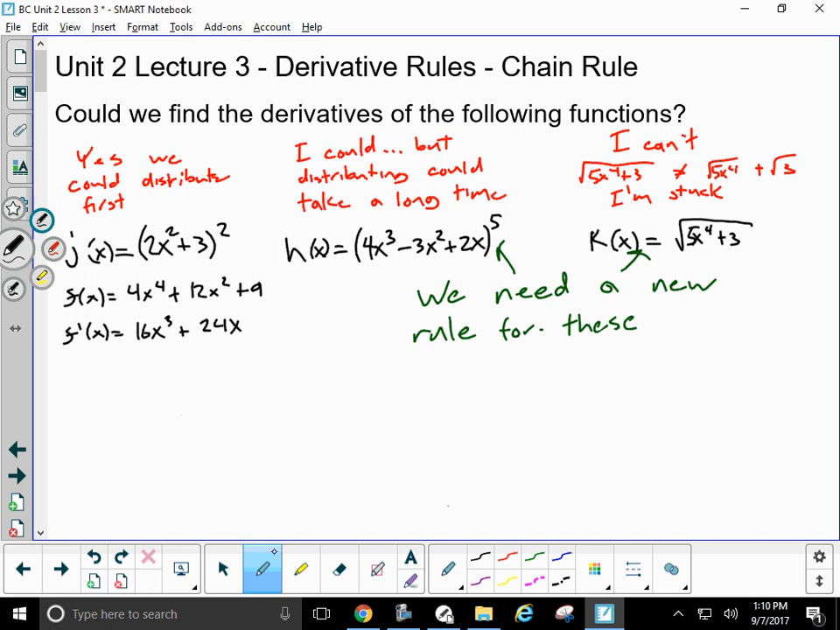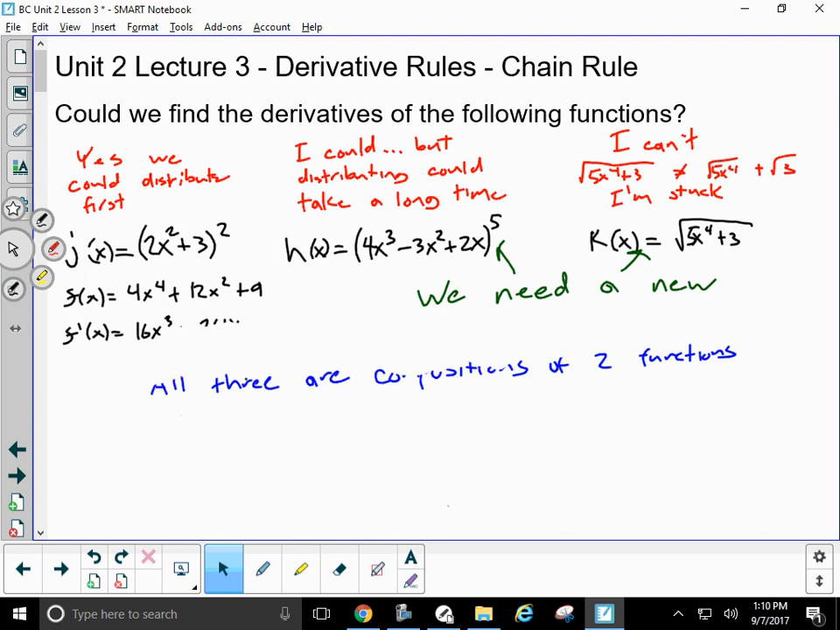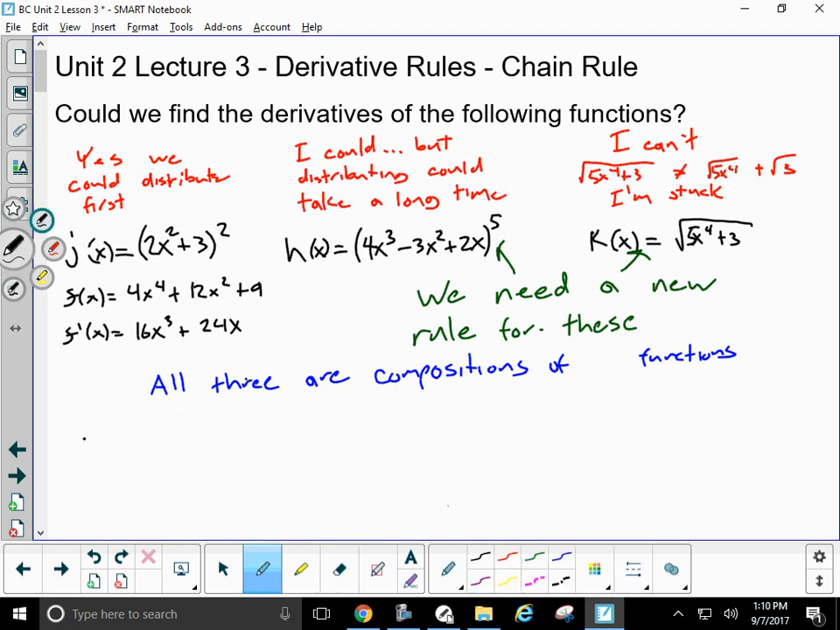Now the key to all of these functions is that they are all compositions of functions. I don't want to just say two functions. We'll say they're compositions of functions. What do I mean by a composition? We have like a function on the inside and a function on the outside. Like j of x has an outside function, which is like these parentheses squared. It's like x squared. And the inside is the 2x squared plus 3.